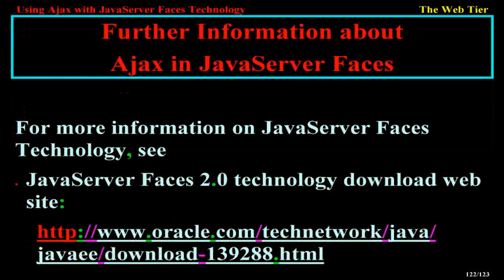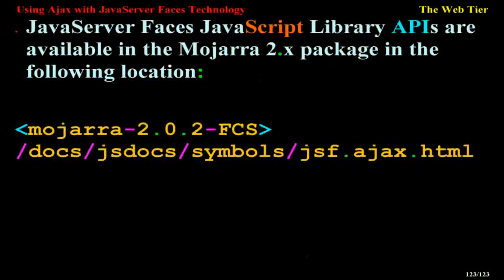For more information on JavaServer Faces technology, see the JavaServer Faces 2.0 technology download website, http://www.oracle.com/technetwork/java/javaee/download. The JavaServer Faces JavaScript library APIs are available in the Mojarra 2.x package in the following location: Mojarra 2.0.x FCS docs, jsdocs, symbols, jsf.ajax.html.